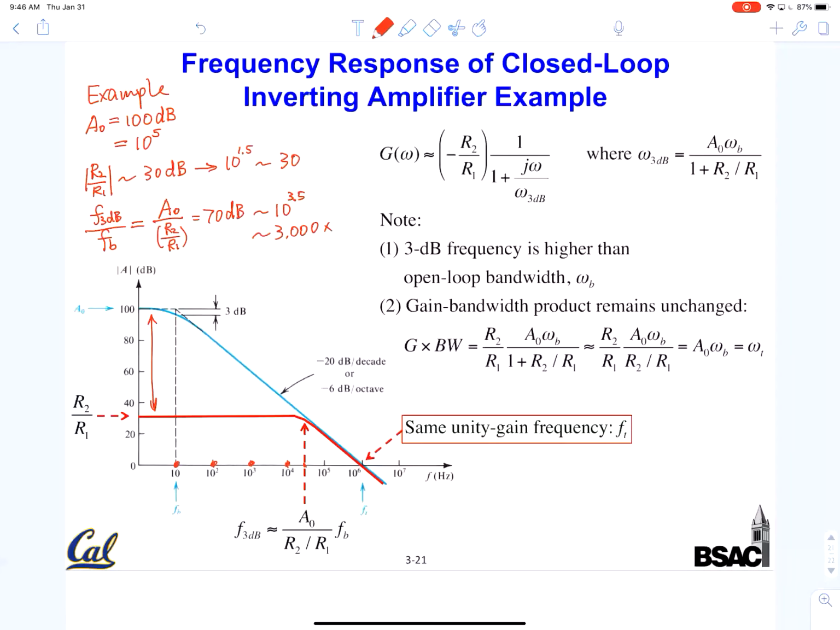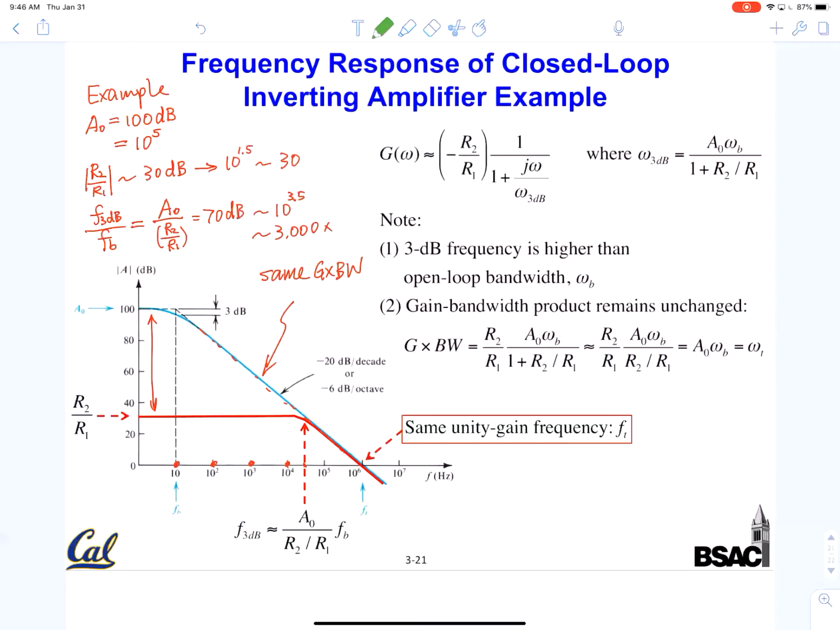Our gain is about 3,000 times lower. The gain bandwidth product remains the same. And in fact, this slope here represents the same gain bandwidth product. So anything that intersects with this line has the same gain bandwidth product. Okay. So as a different example, let me change the color to green.